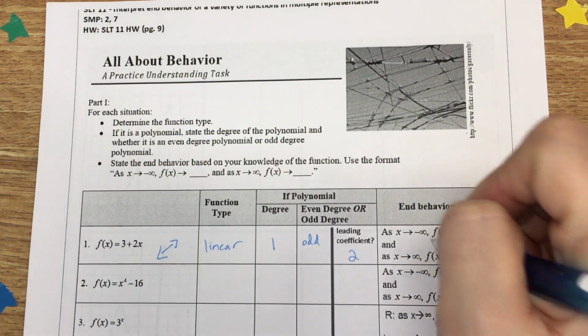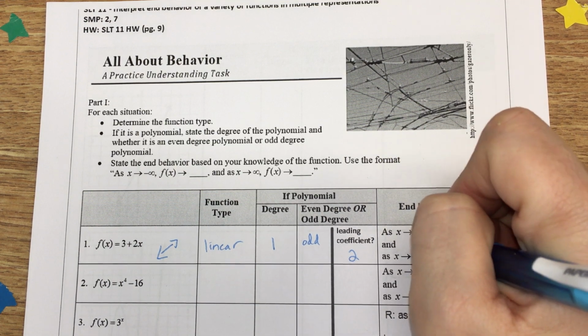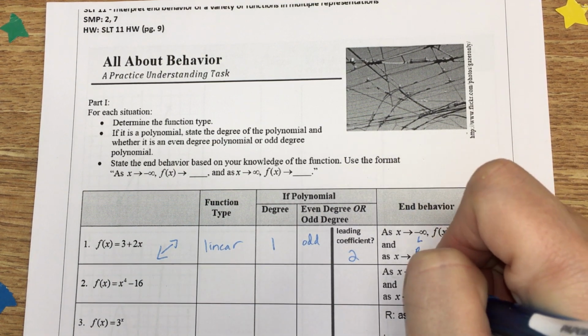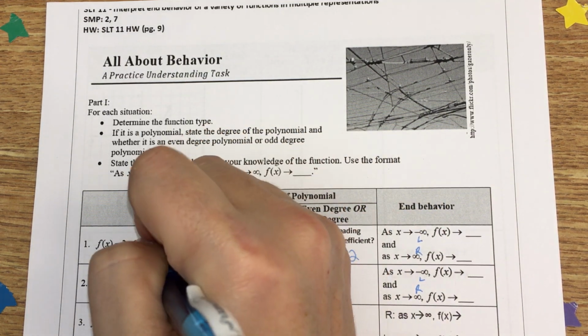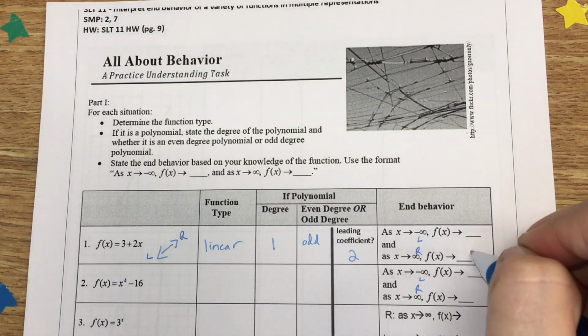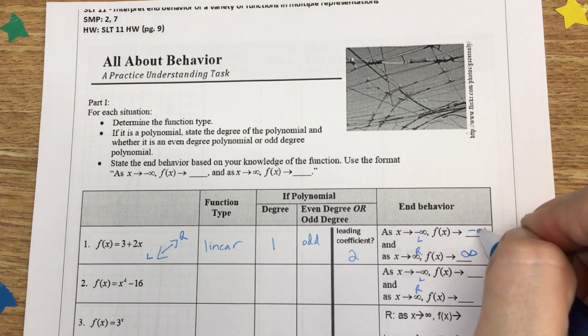Now you'll notice that the way they wrote it, they put the left first and then the right, the left first and then the right. So just be careful there. Here's the right, here's the left. On the right, it's going up. On the left, it's going down.